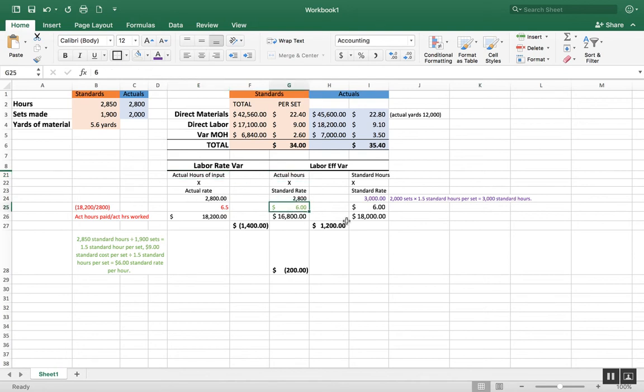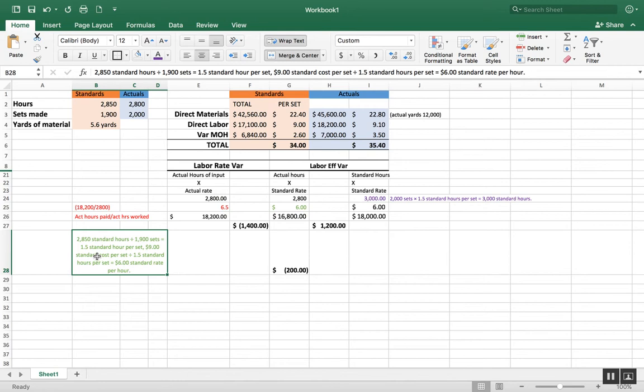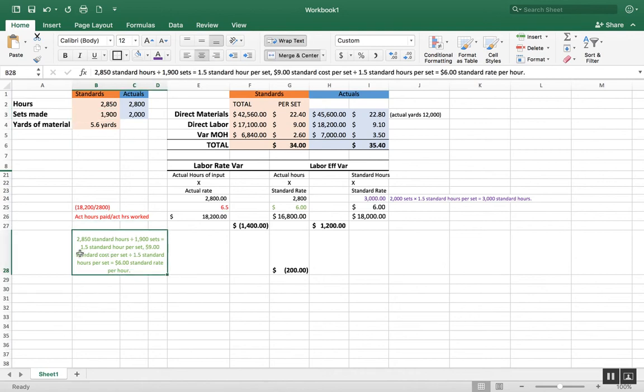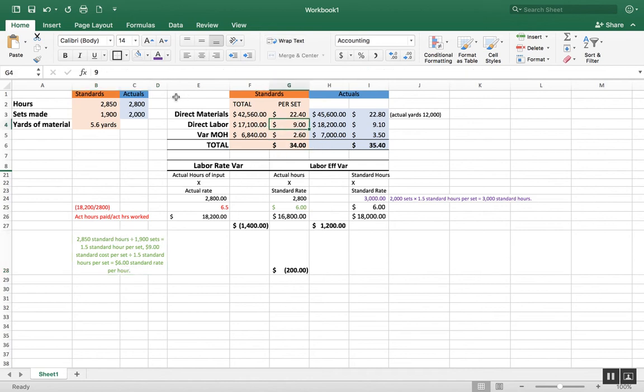So now what we need to do is figure out the standard rate. Now, a lot of people want to take this, but that's actually not quite correct, or this one. So what we have to do is take the standard hours, which is 2,850, and divide it by how many sets we should have made, which is 1,900. That's $9 standard cost per set, but each of those sets takes us 1.5 hours to make. So the actual hourly rate is not $9 because that's per set. Each set takes us an hour and a half. So the actual rate is $6. So that's where we come up with this.